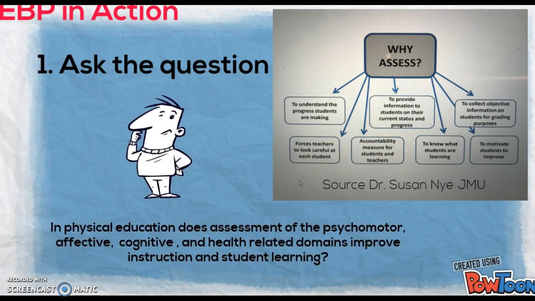Evidence-based practice in action. First, we're going to ask the question. Now, I will give you an example of something related to my professional practice. My question is, in physical education, does assessment of the psychomotor, affective, cognitive, and health-related domains improve instruction and current learning?